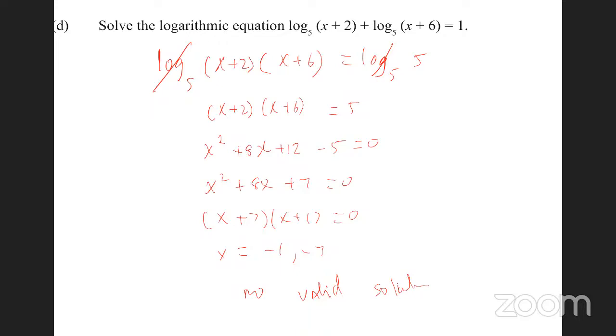Actually, minus 1 could work in this question. When I get negative values, there's no solution. If you put minus 7 in here, it wouldn't work because you'd have to find log of a negative value. But if you plug minus 1 in there, it will work. So I shouldn't say no valid solution, I should say only minus 7 is not valid. Minus 1 could work in that equation.